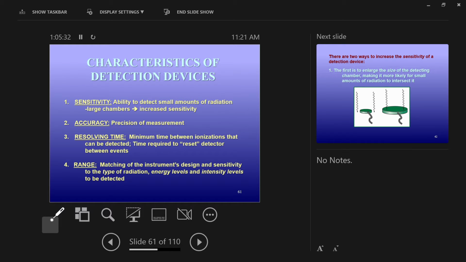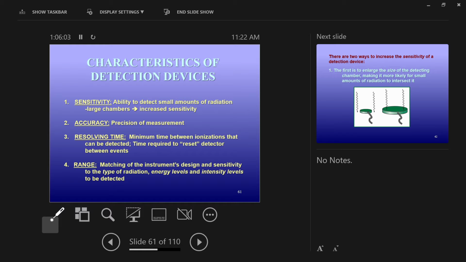Range is matching of the instrument's design and sensitivity to the type of radiation, the energy levels and intensity levels to be detected. So range is not how far can I stand from the radiation and detect it. It is, is my detector calibrated to detect that type of radiation? It's kind of like your car radio, right? You only hear the station if you're tuned into that station, right? This is a similar thing. You are tuning in to the type of radiation. Your range must fit the type of radiation you're detecting.